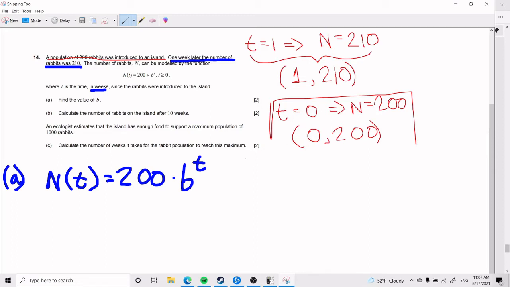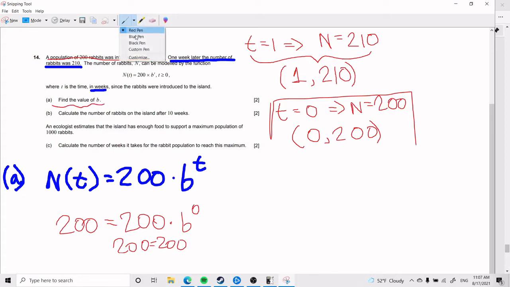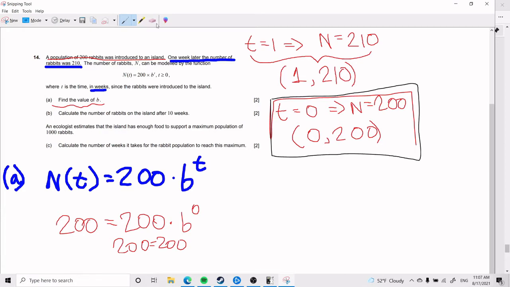So for example, testing out the second one, we have 200 on the left, and on the right side we still have the 200 times b to the power of 0, and anything to the power of 0 is just 1, so we end up with 200 being equal to 200. Now of course this doesn't help us much for finding the value of b, but it's important to understand that setting it up like this could be important for another problem. But for this problem, we're going to use our first version, which was t equals 1 and n equals 210.